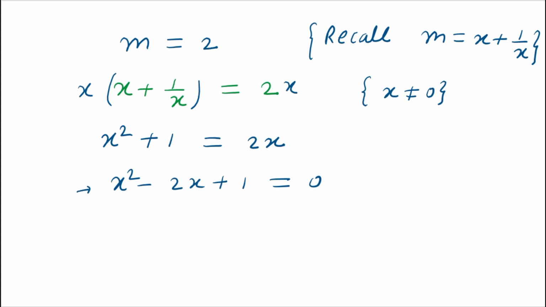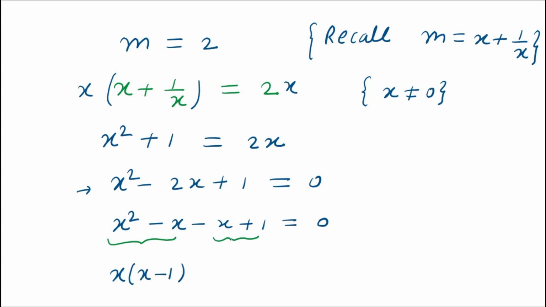Now this quadratic equation is factorizable. So if we factor this quadratic by using middle term split, then x square minus x minus x plus 1 equals 0. Look carefully at the first two terms and then the last two terms. Here if we take common x, then x square divided by x gives x, and minus x divided by x gives minus 1. And here if we take common negative 1, then negative x divided by negative 1 gives x, and positive 1 divided by negative 1 gives negative 1, and this is equal to 0.